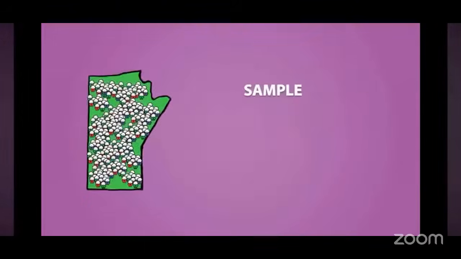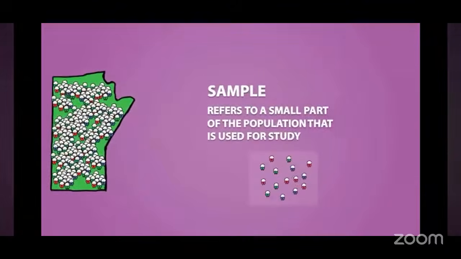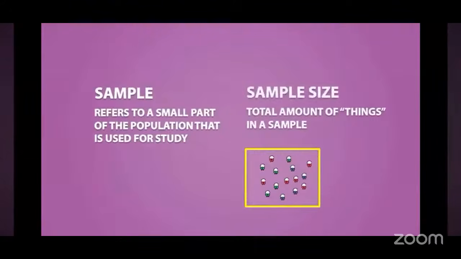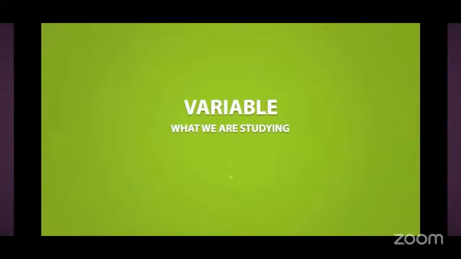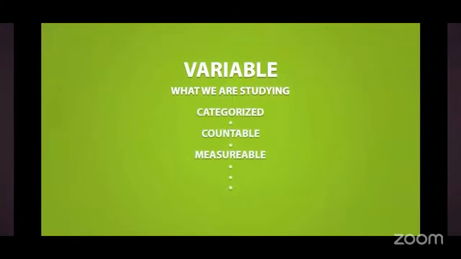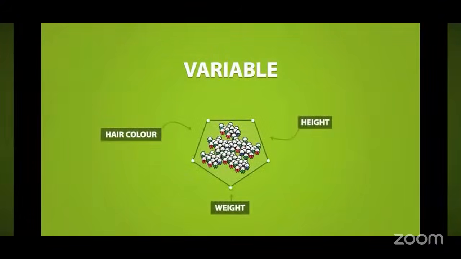Now, a sample refers to a small part of the population that is used for study, and the total amount of things in a sample is called the sample size. In statistics, what we examine is a variable. It is what we are studying, and it can be measurable, countable, and categorized. When we talked about how people can have different heights, weights, and hair color, these are all variables. Variables represent a characteristic of what we are trying to study, and they can vary among different individuals.